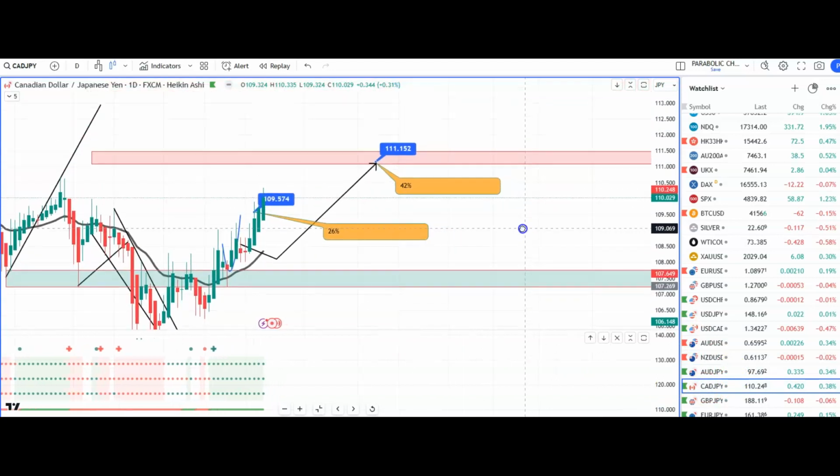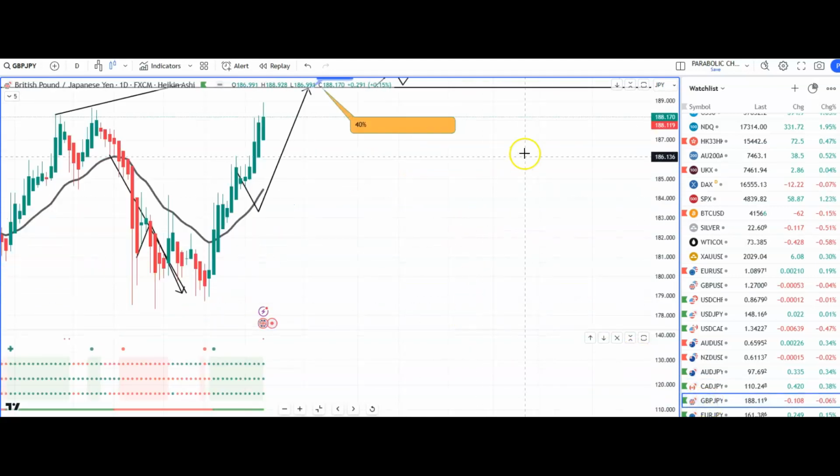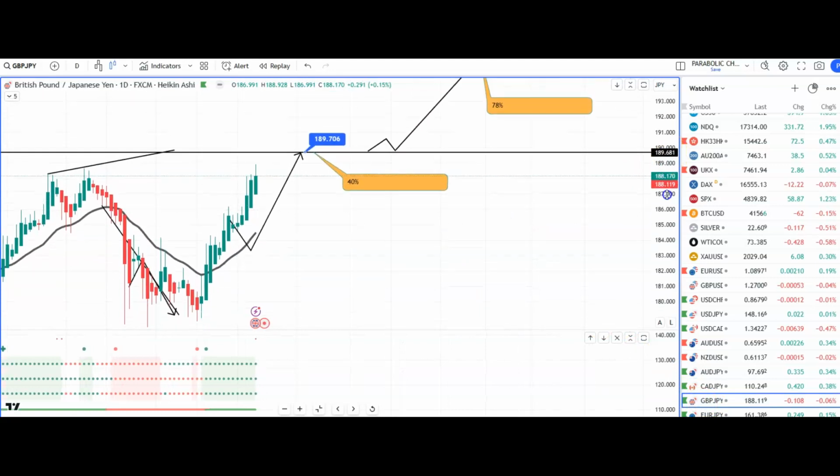Target hit on Canadian yen. Congratulations, members, if you are a member, going to 111.15, 42% chance. Pound yen, congratulations. I know a lot of you have traded.